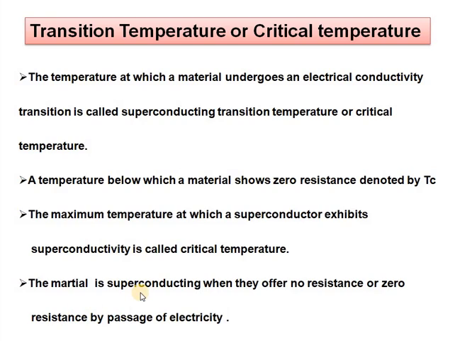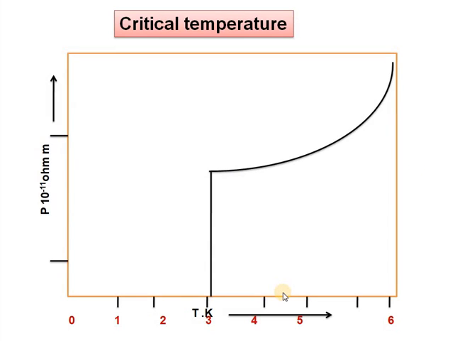But you know that the material is superconducting when it offers no resistance, or zero resistance, to the passage of electricity. The maximum temperature at which a superconductor exhibits superconductivity is also called the critical temperature. The graph clearly shows how a metal changes into a superconductor, that is, at the temperature at which the material is converted to a superconductor, having zero resistance, called the critical temperature.